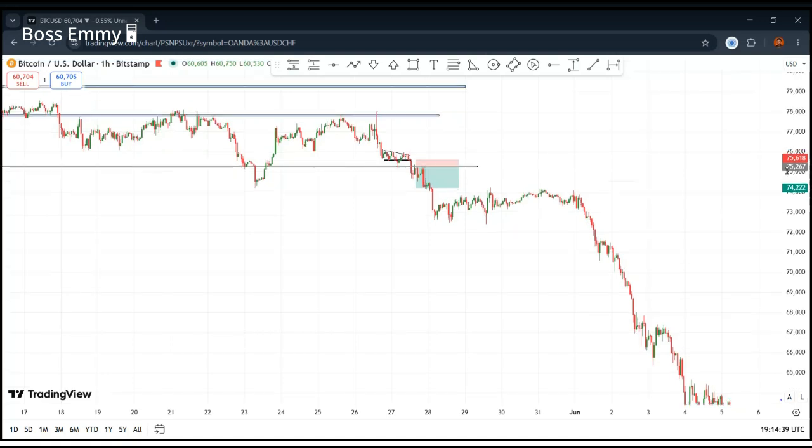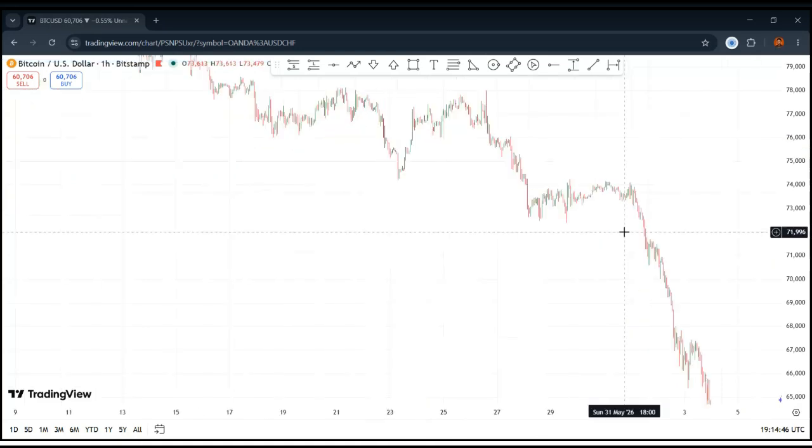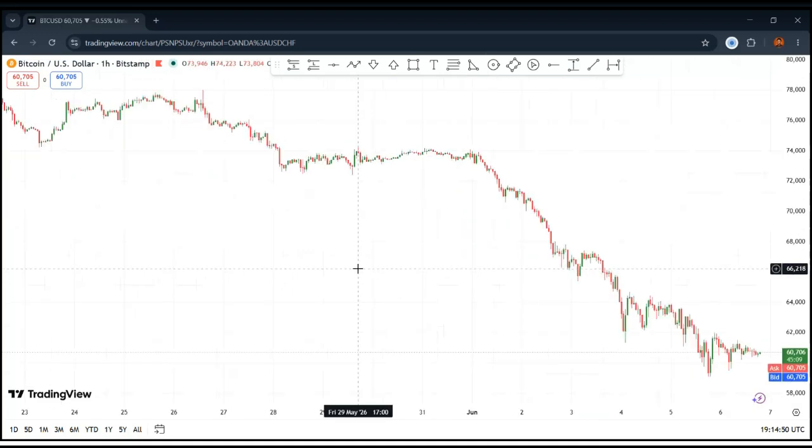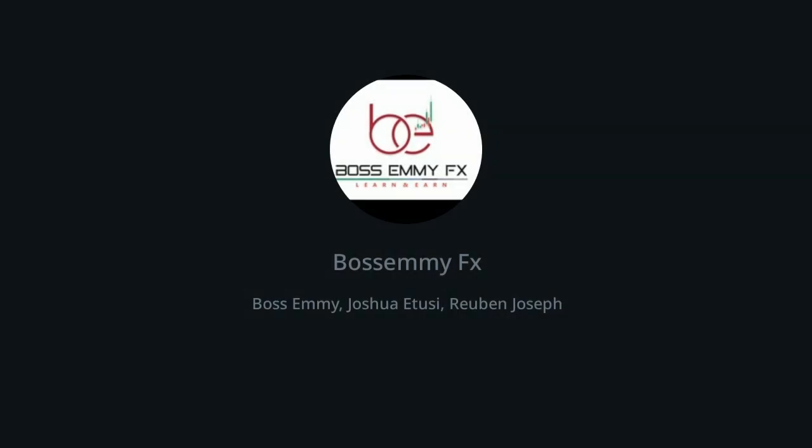So I'm going to clear up this chart. Perfect. So let's analyze this BTC USD. Because of how BTC USD has been falling, I want to start from the weekly time frame. No need of going there yet. Let me just go to the monthly time frame for reference purposes.